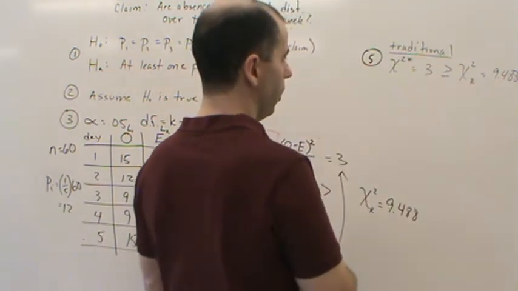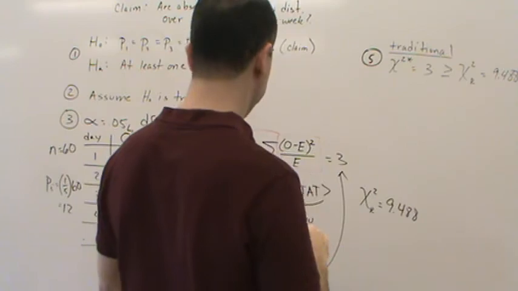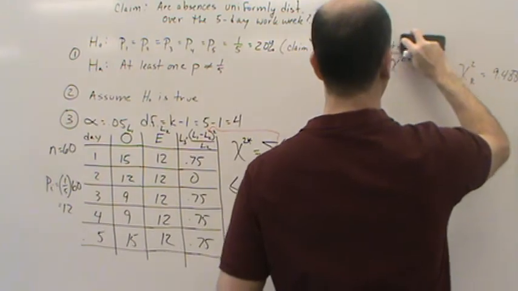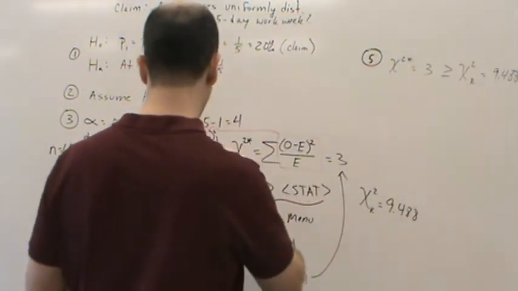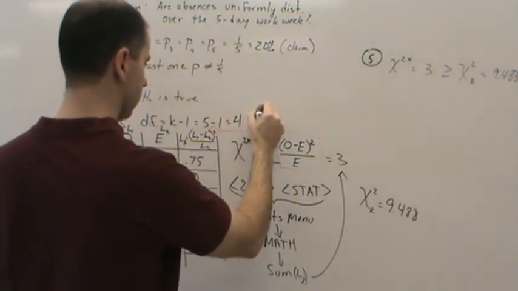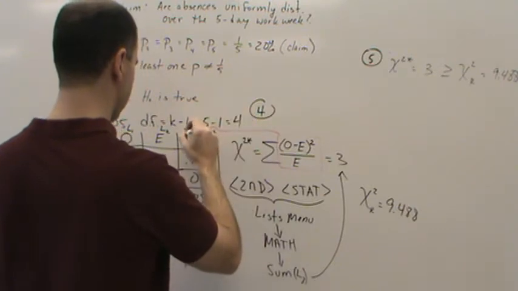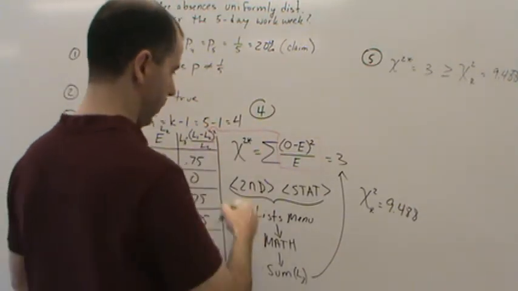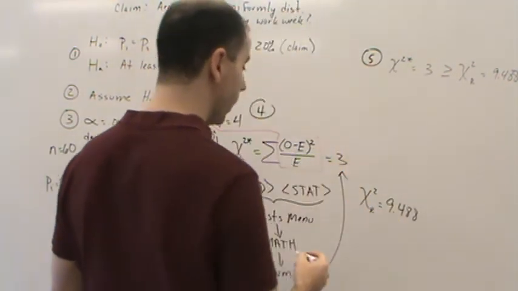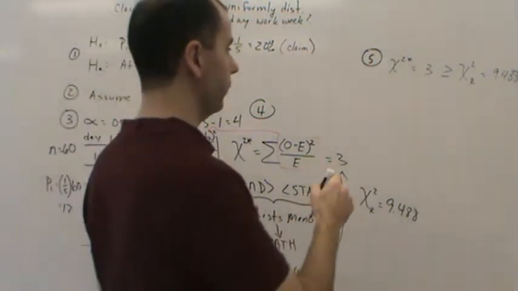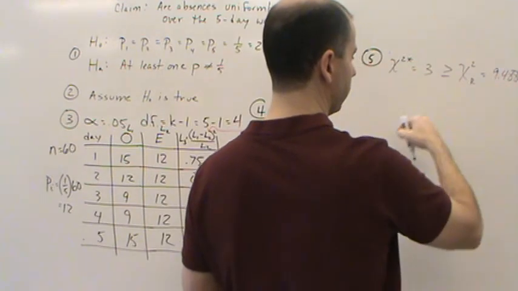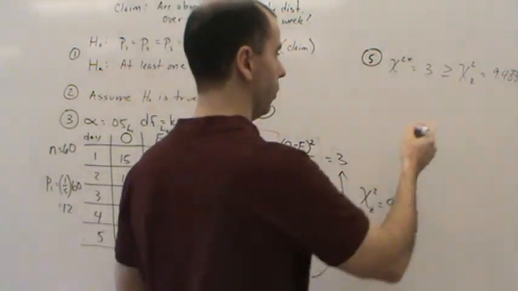Okay. So here's the comparison. With the traditional method, let me put this over here. So this would be 4. And so our chi-squared value is 3. Now if you want to do the p-value method, here the comparison is: is our test statistic bigger than or equal to our critical value? In this case, it's not.